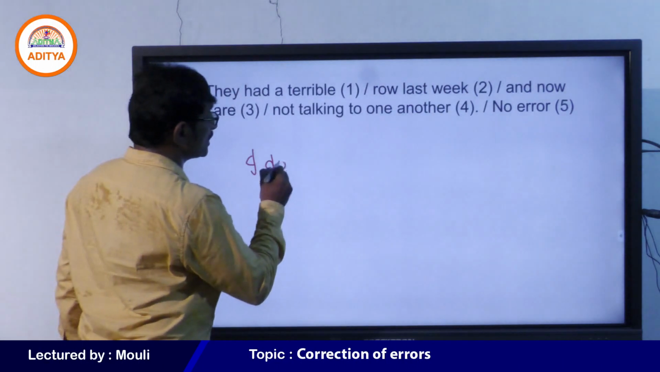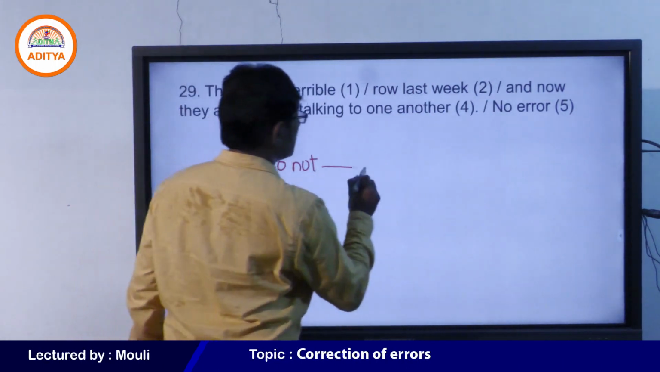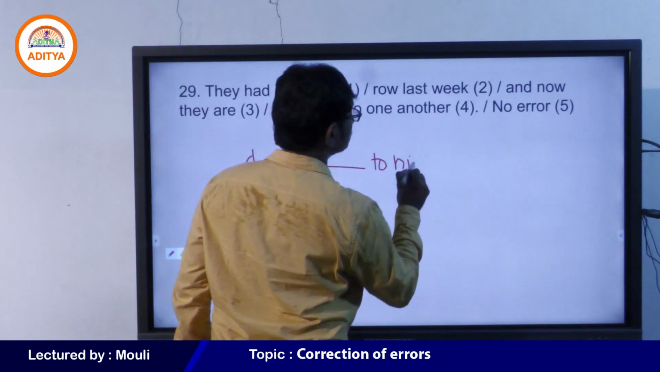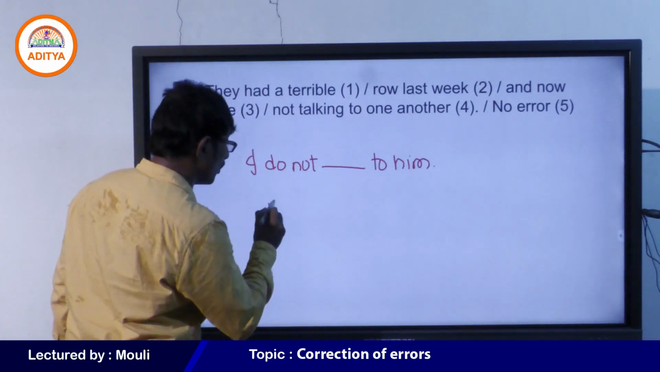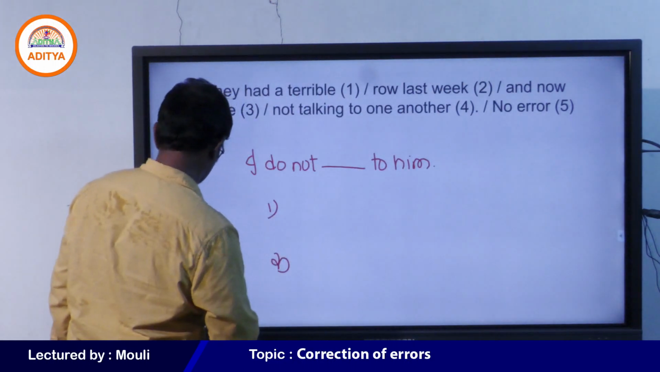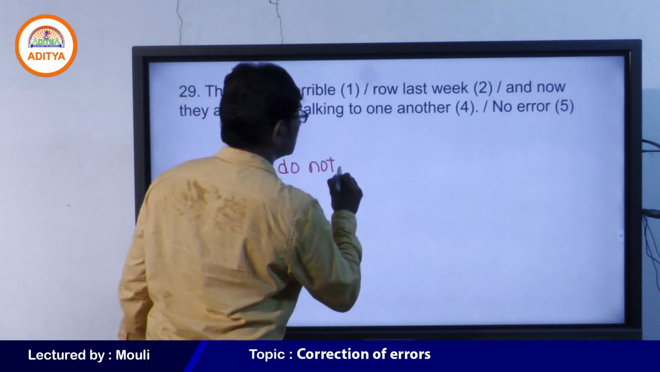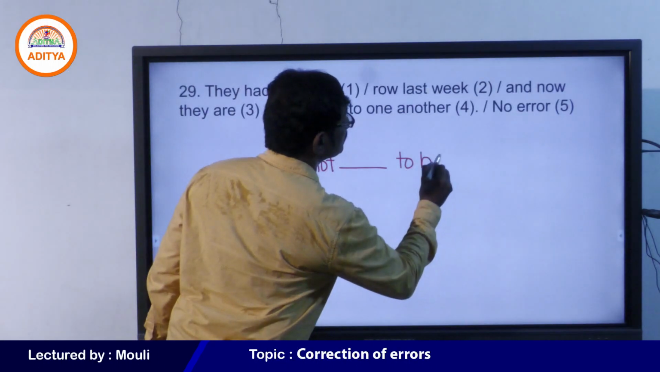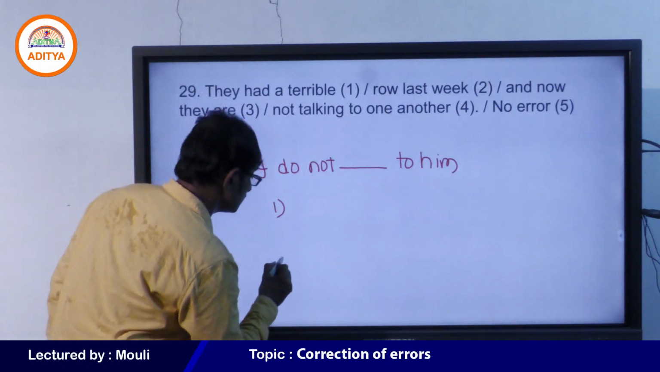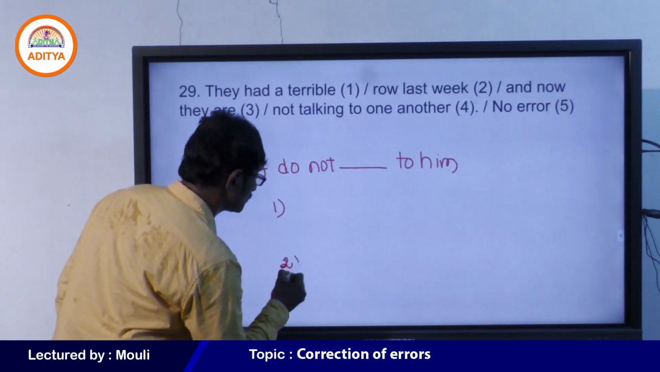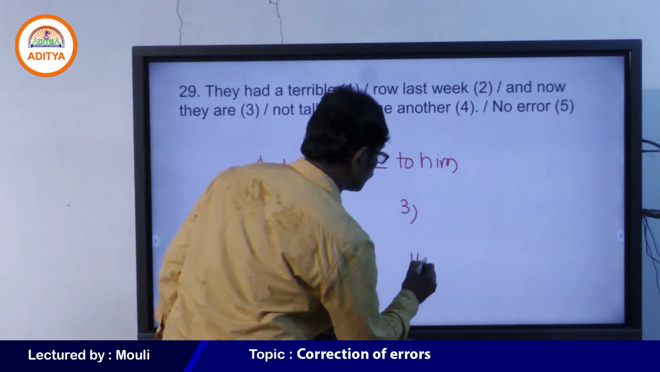I do not dash to him. 1, 2. I do not dash to him. 1, 2, 3, 4.